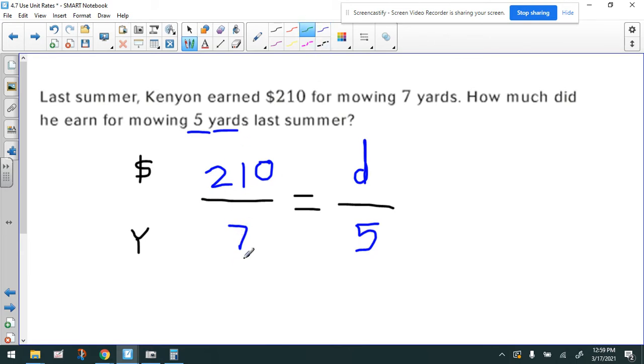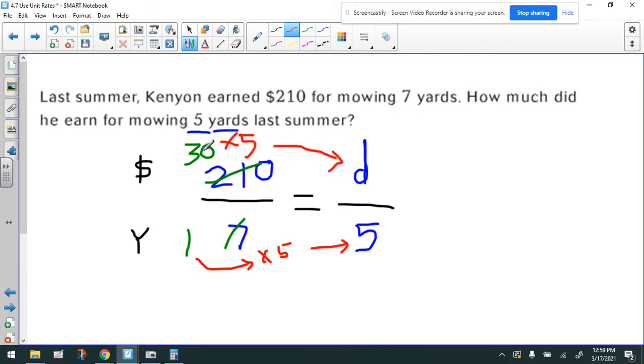As it turns out, both of these numbers are divisible by 7. So if we divide that by 7, we get this. And if we divide this by 7, we get 30. So it's a 30-to-1 ratio. If we take advantage of that number, 1 times 5 would give us this 5, so we just have to multiply this by 5 to get the number of dollars. That's easy enough. That's mental math. That would end up being $150 for our final answer.